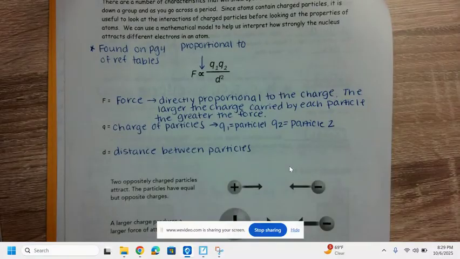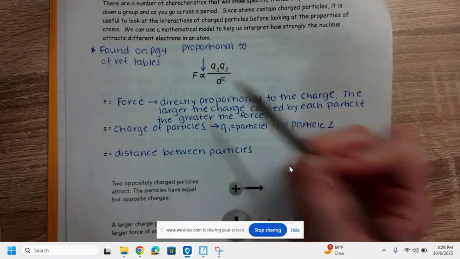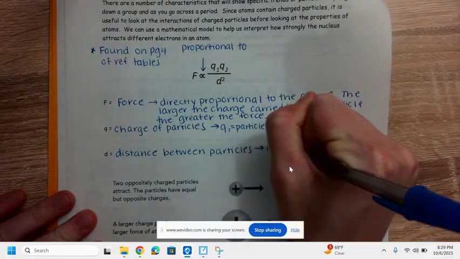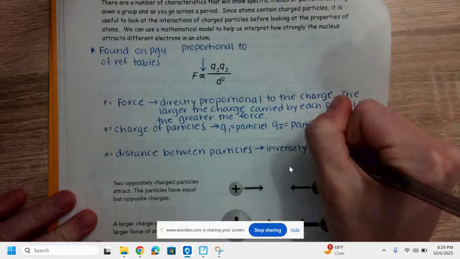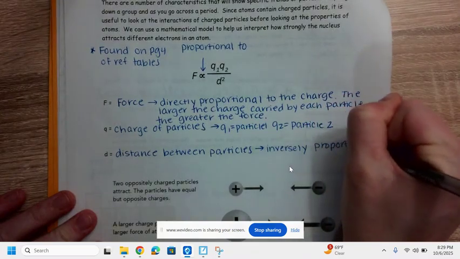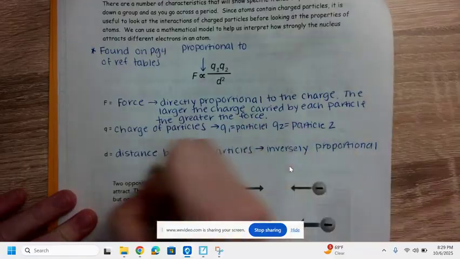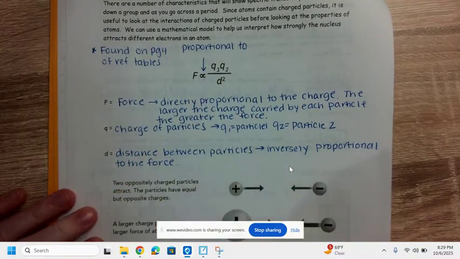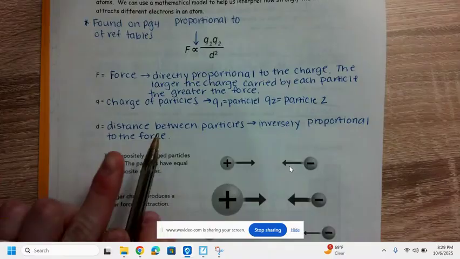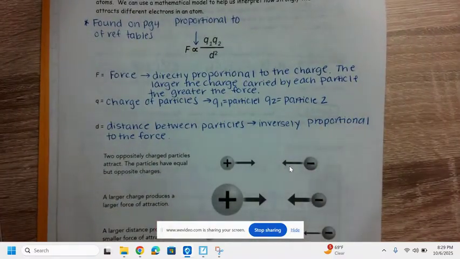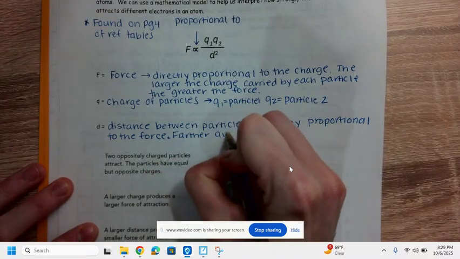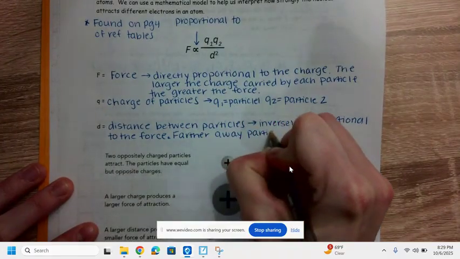Now, distance between particles. Notice the distance is in the denominator. What this means is that the distance is inversely proportional to the force. What that means is the farther away the particles are, the weaker the force will be. The closer together the particles are, the stronger the force will be. So the farther away the particles, the weaker the force.